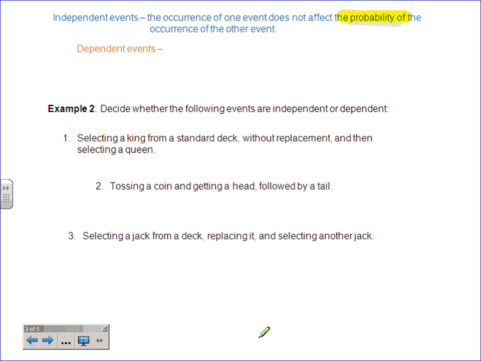Probability. The occurrence of one event does not affect the probability of the occurrence of the other event. So basically, like that last problem we had, did one event affect the probability of the second event in the example we just had? Did the probability of getting a queen change? It did. It went from 4 out of 52 to 4 out of 51 real quick, didn't it? So those are not independent events.